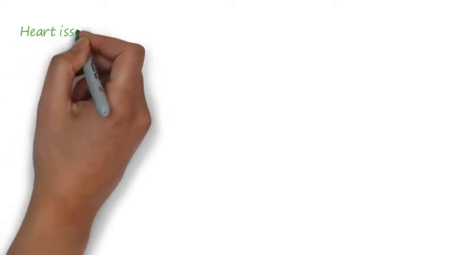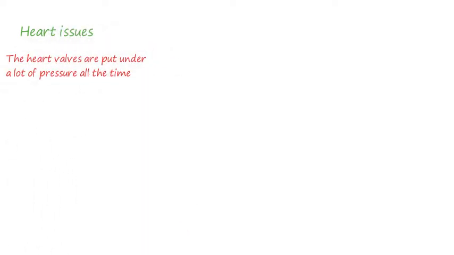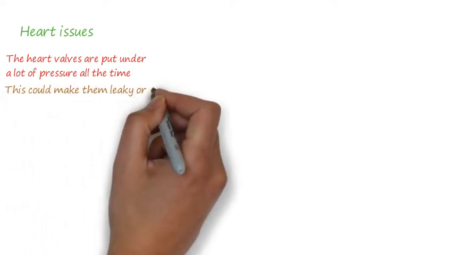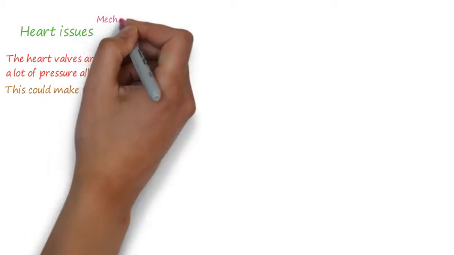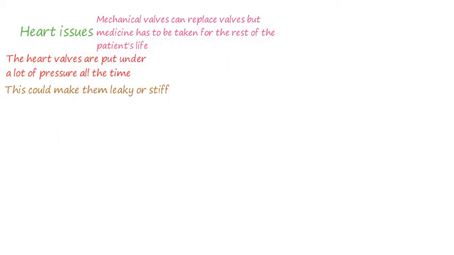As with every organ, the heart can experience many different issues. The first one we are going to look at is to do with the valves. The heart valves are put under a lot of pressure all the time. This can lead to issues such as leaking or becoming stiff. This could lead to the person dying if the valves are not looked at.